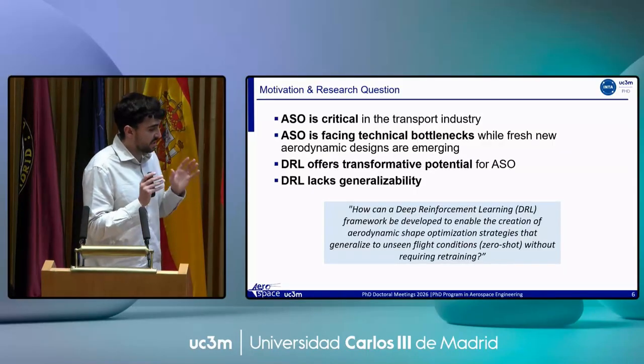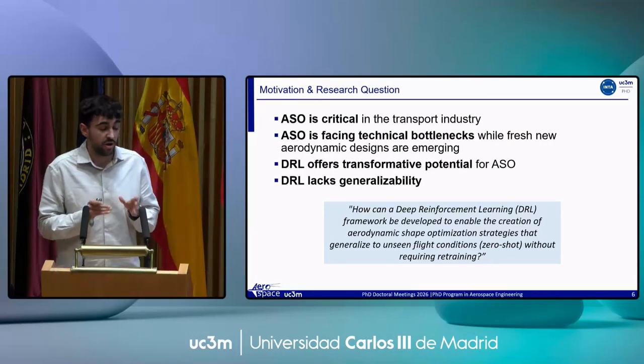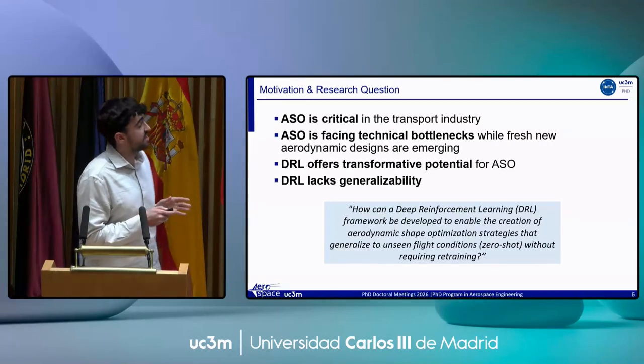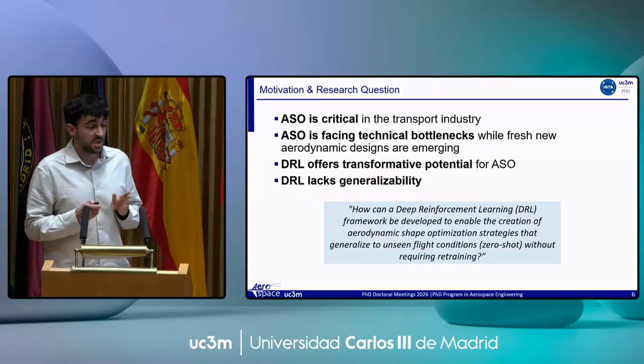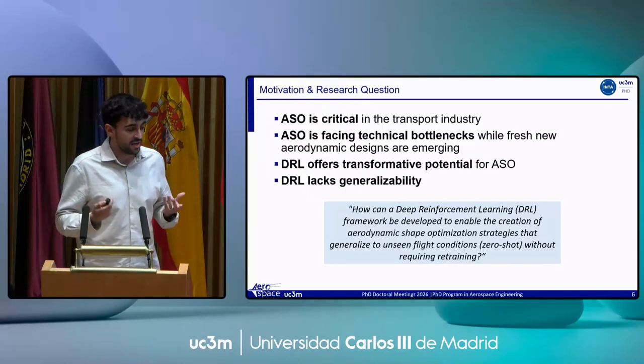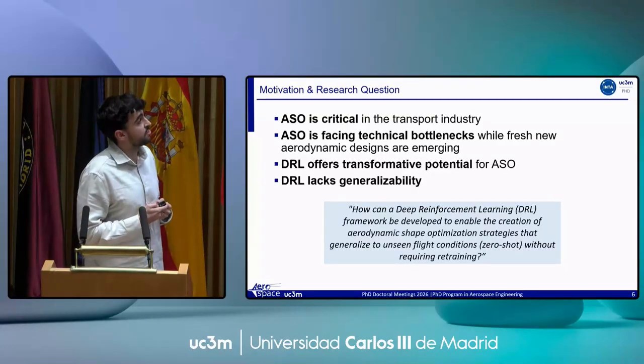So this leads directly to my research question. How can a deep reinforcement learning framework be developed to enable the creation of aerodynamic shape optimization strategies that generalize to unseen flight conditions, zero shot, without requiring retraining?